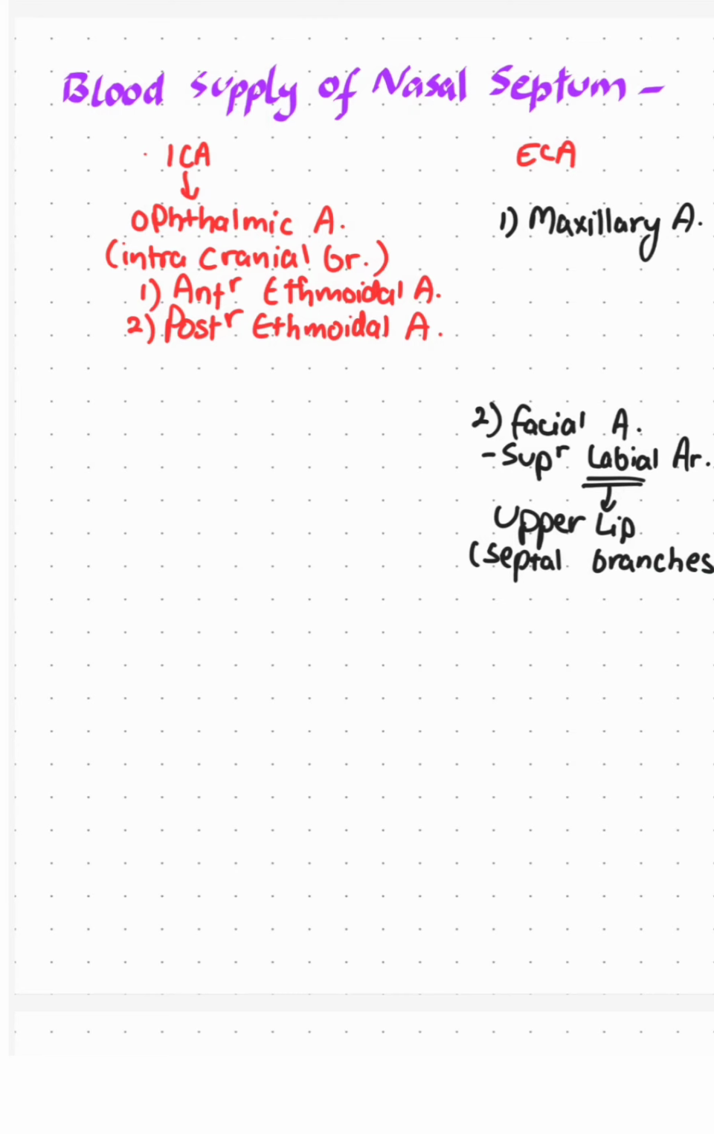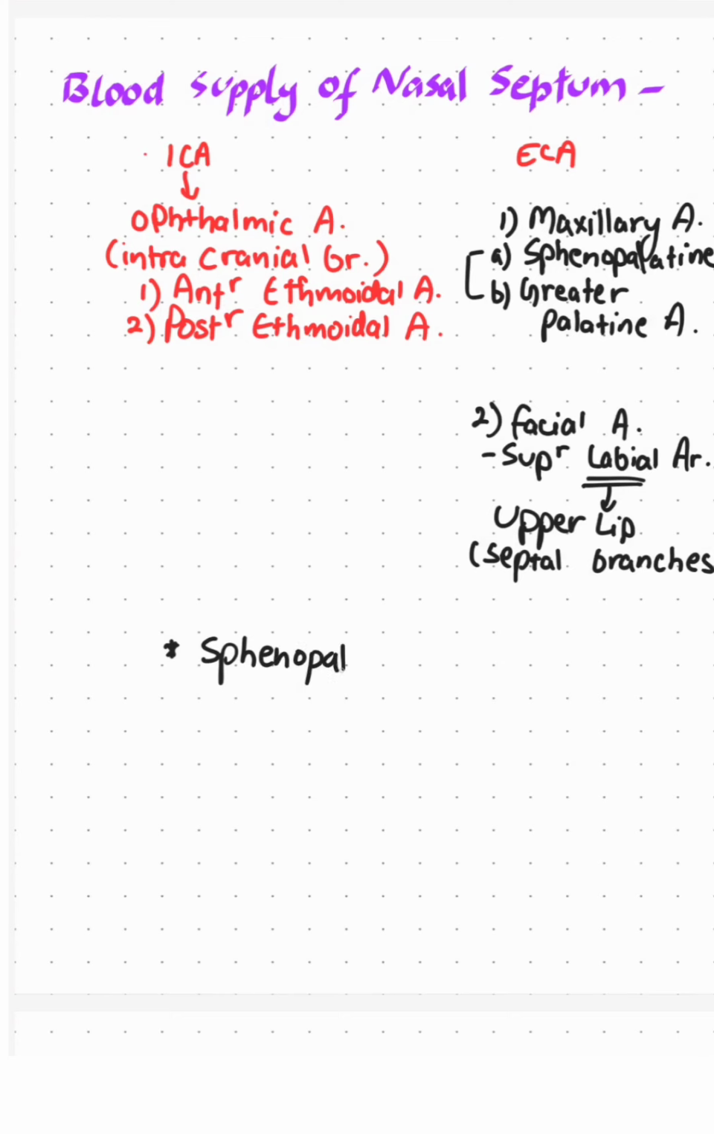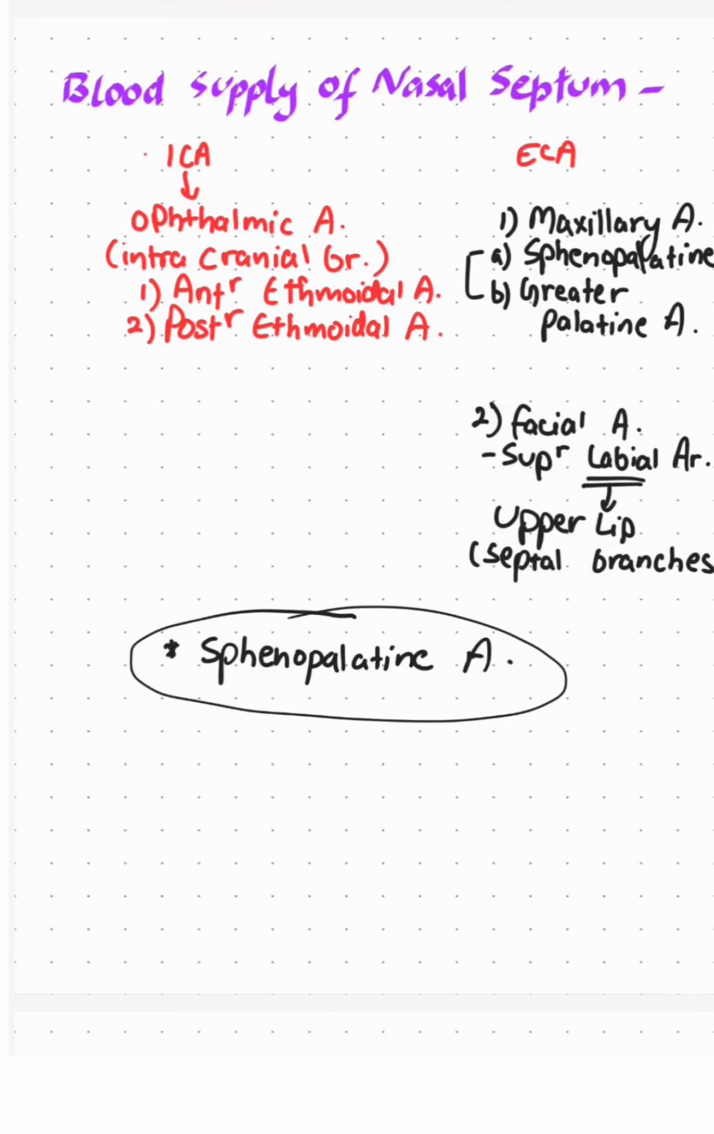Now talking about the maxillary artery, it gives two branches. The first is the sphenopalatine and the second one is the greater palatine artery. So both the sphenopalatine and the greater palatine artery will give the septal branches to the nasal septum. Now we should remember that the sphenopalatine artery is the most significant one here. I want to say that the sphenopalatine artery has the greatest role in the blood supply of the nasal septum.